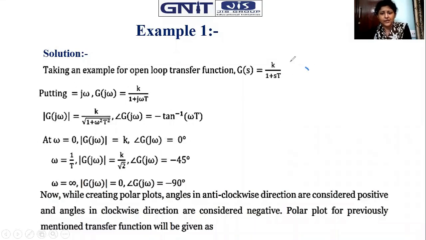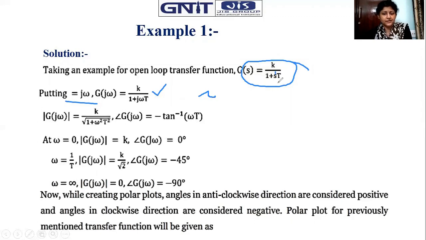That is for any kind of first order system we are taking here, 1 plus sT. So the highest order, the index of s, is unity. This is the representation of the first order system. So what is this? G(s) equals K divided by 1 plus sτ. Now putting s equals to jω, what are we getting? K divided by 1 plus jωτ. Tau is the time constant representation.